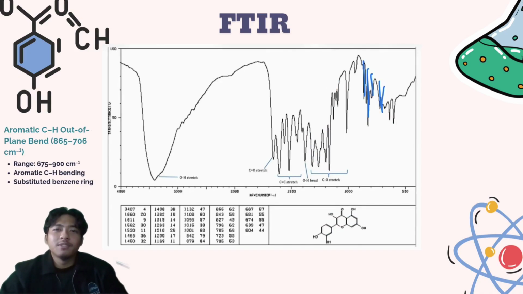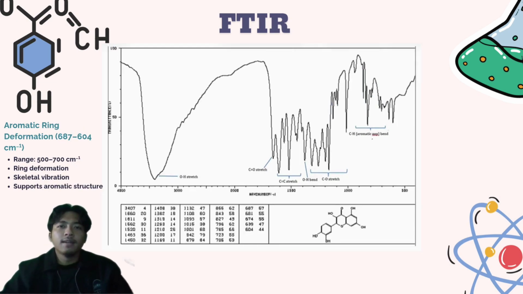Next, the peaks between approximately 865 and 706 reciprocal centimeters refer to the aromatic C-H out-of-plane bending vibrations. These vibrations are characteristic of substituted aromatic rings and support the presence of the benzene rings in the quercetin. Finally, the absorption between 687 and 604 reciprocal centimeters refers to aromatic ring deformation, which is commonly observed in aromatic compounds. In conclusion, the FTIR spectrum successfully confirms the characteristic functional groups of quercetin.